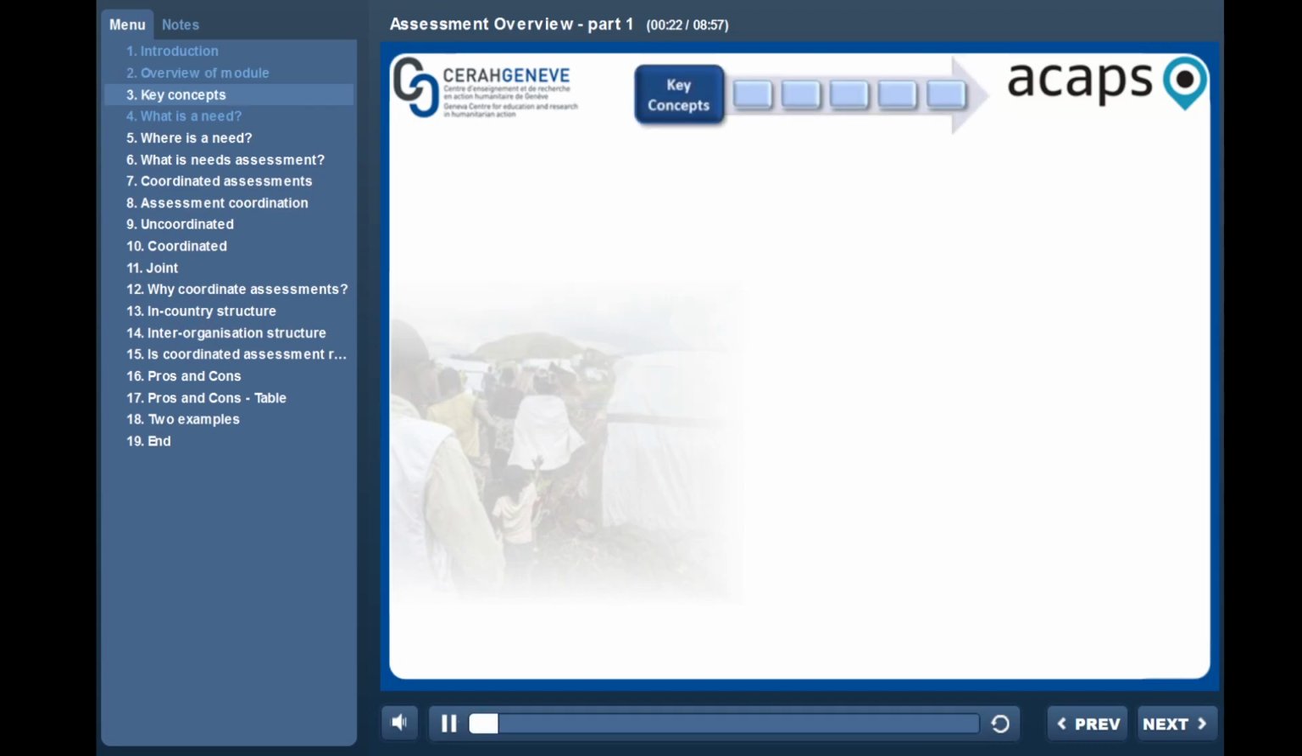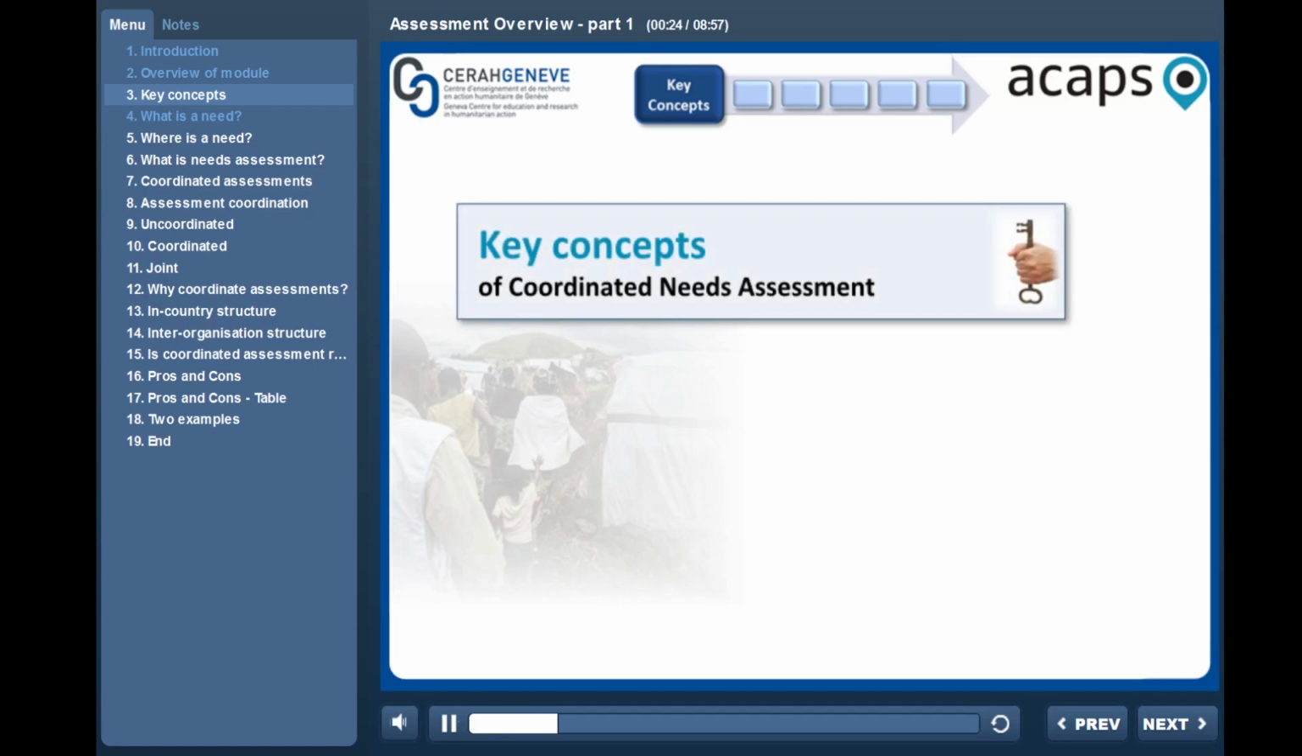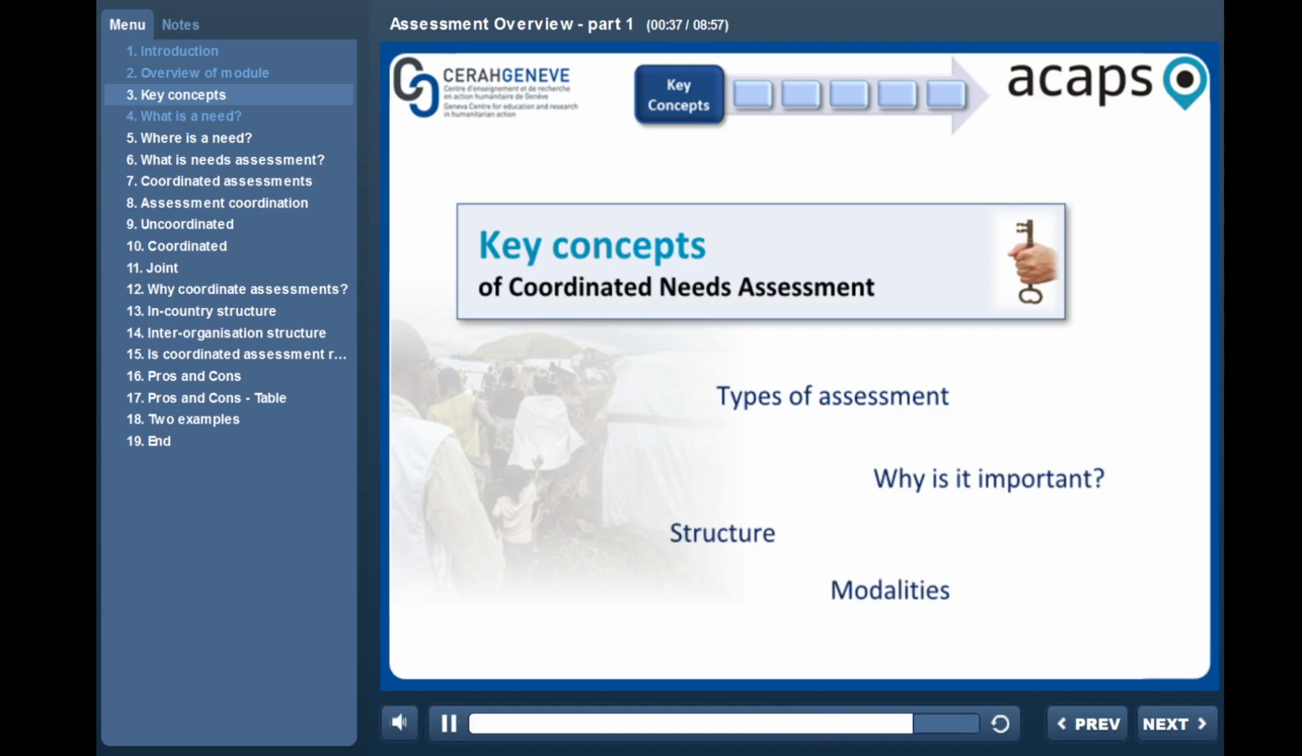We will first review the concept of needs and needs assessment. We'll also explore different types of assessment from a coordination point of view, explain why it's important to coordinate assessment, the recommended coordination structure, and the pros and cons of various modalities of coordination.